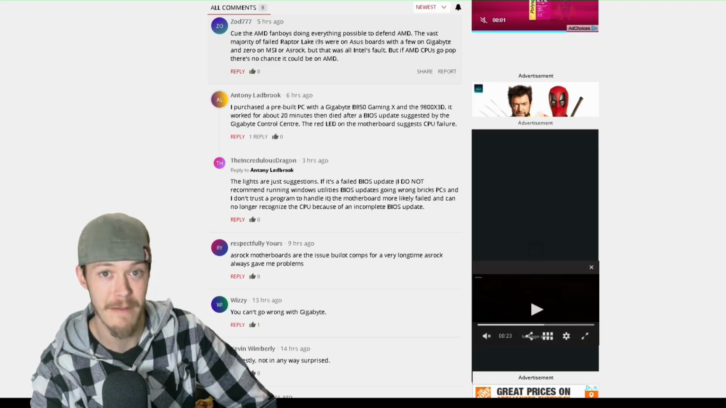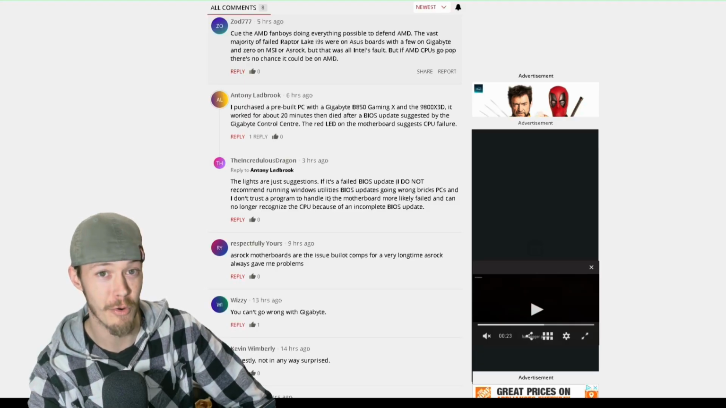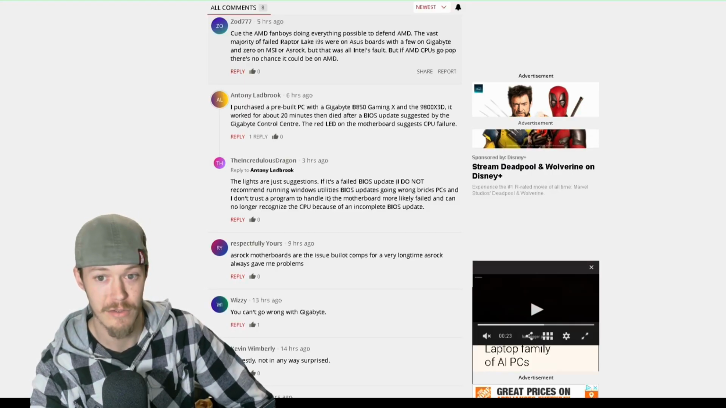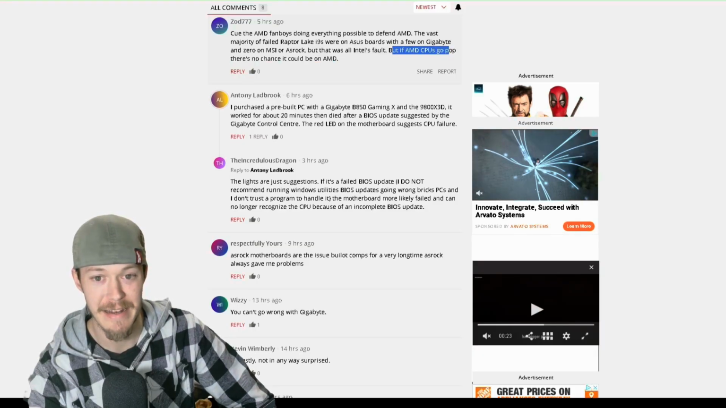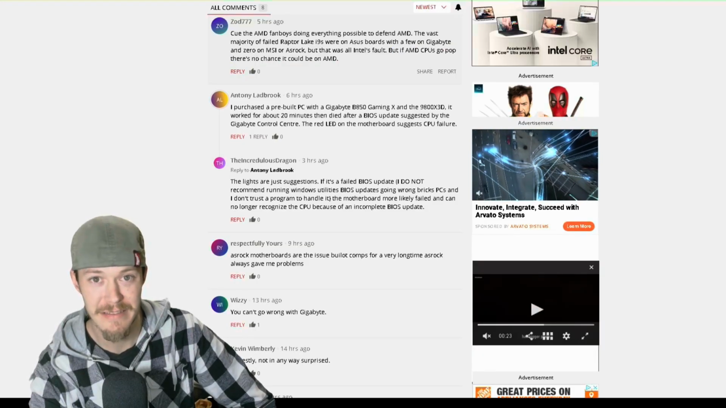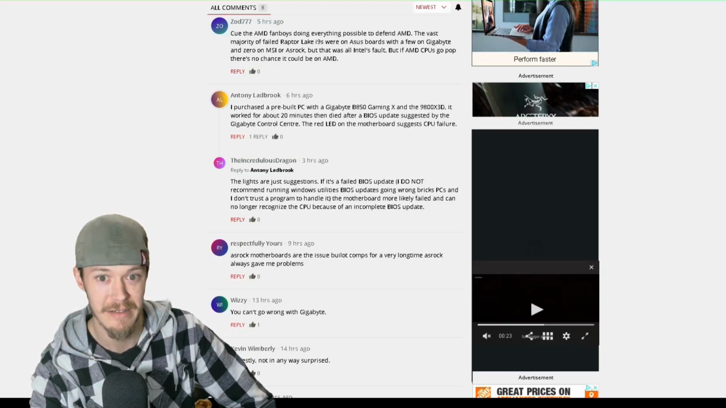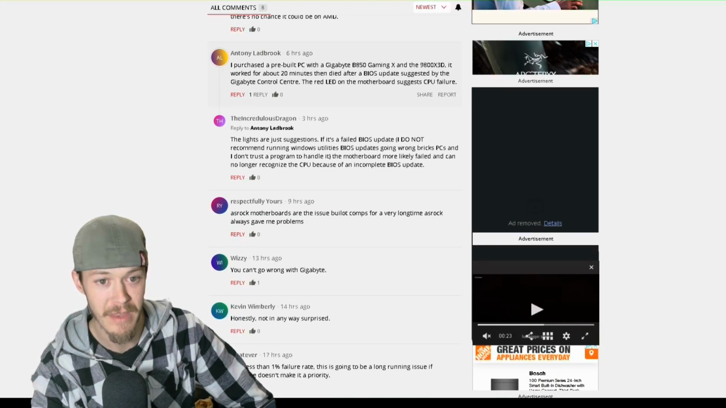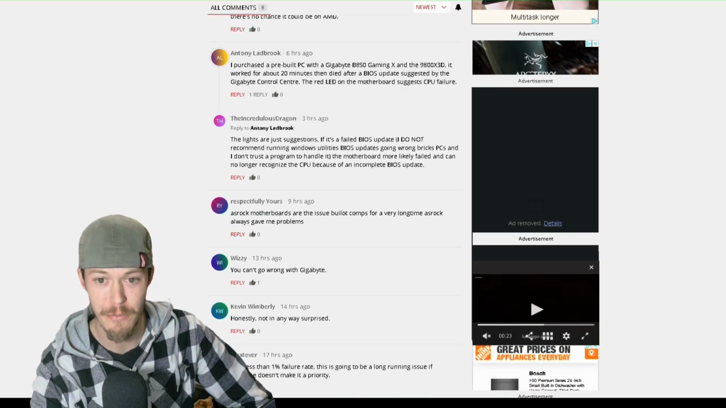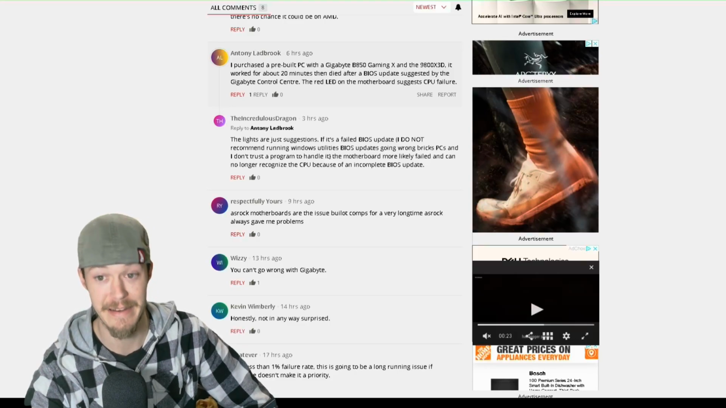Again, ASRock, as soon as this came out, got the board from a person that actually had this happen and cleaned up the board, and the board was working to specs. So I'm not sure how it could be a motherboard manufacturer issue. It will more or less be on AMD's side with some sort of bad microcode, kind of like what happened to Intel. I purchased a pre-built PC with a Gigabyte B850 Gaming X and the 9800X3D.